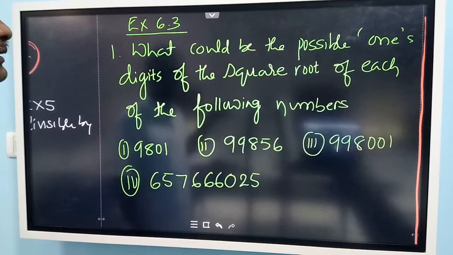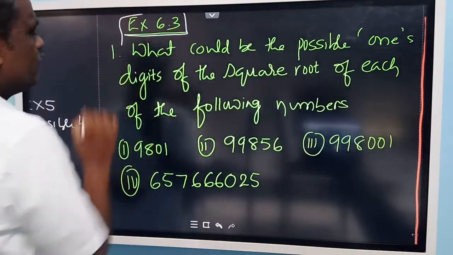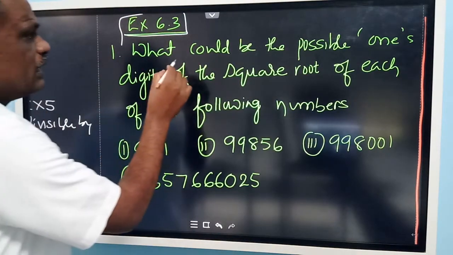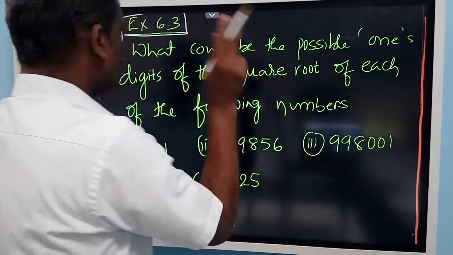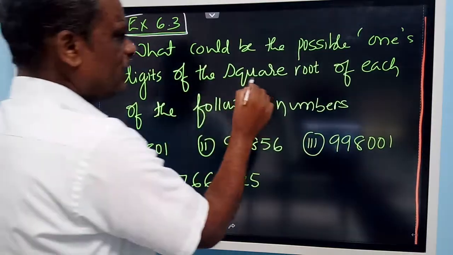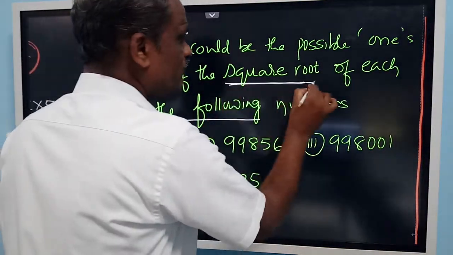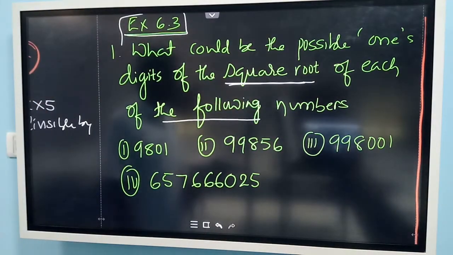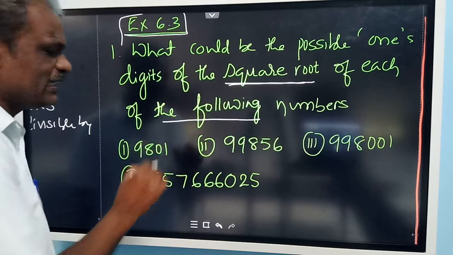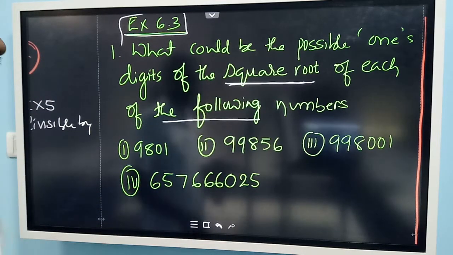Exercise 6.3. First one, look at this question, all of you. What could be the possible ones digit, that means units place digit, of the square root of each of the following numbers? Now if I find out the square root of 9801, what should be its units place digit? What may be the units place digit?